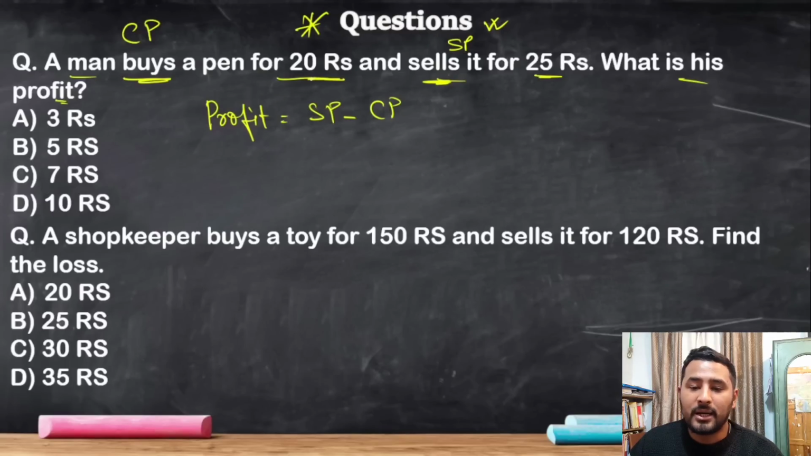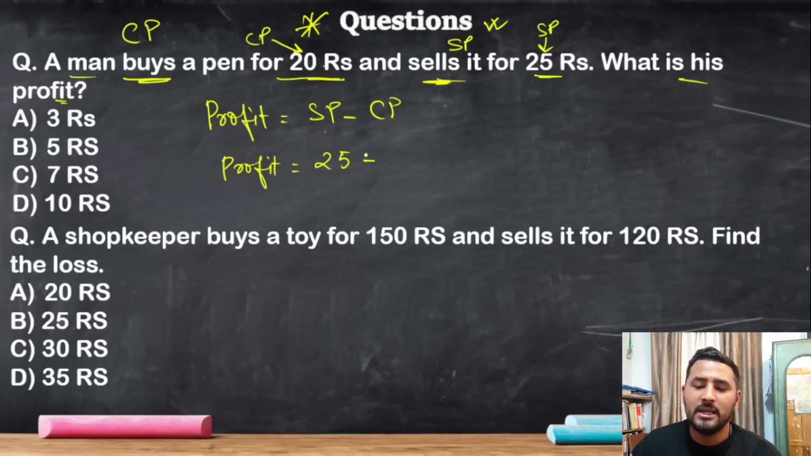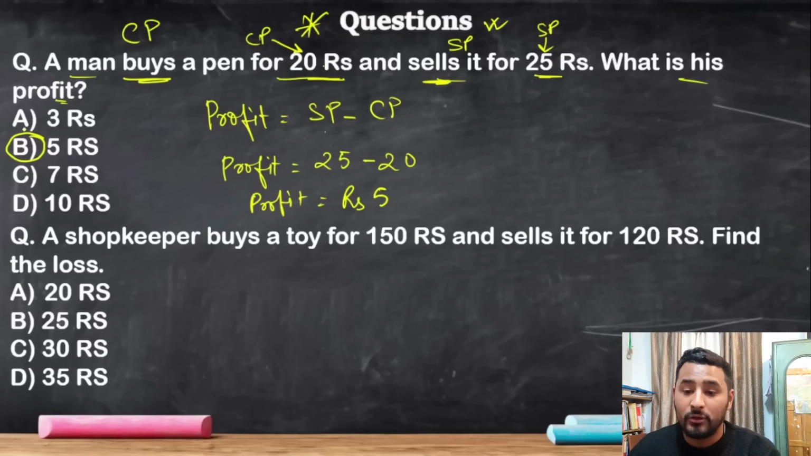A man bought, so our CP is how much? 20. This will be our CP, and he sells it for 25, so our SP will be 25. Clear? Just put it in the formula. Profit is equal to SP, which is 25, minus CP, which is 20. 25 minus 20 will be rupees 5. So our profit is rupees 5. A man gets a profit of rupees 5.